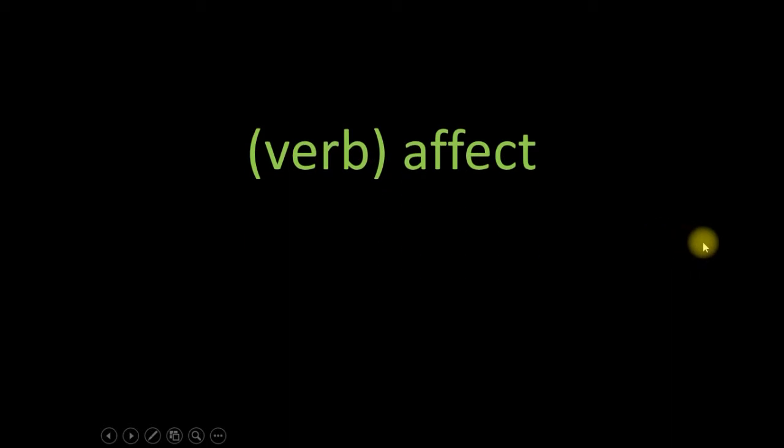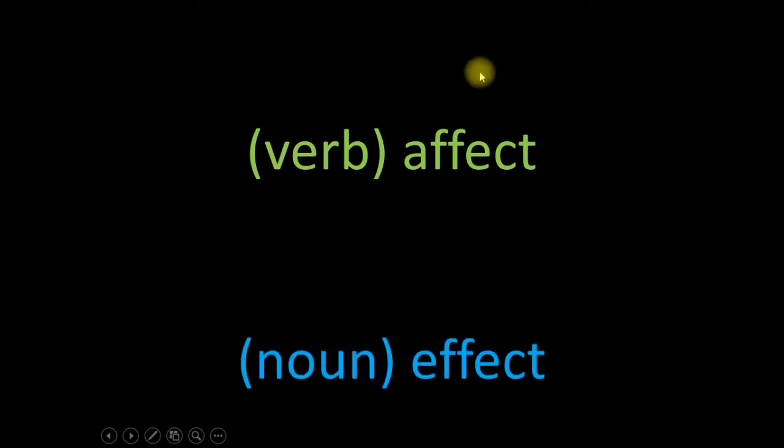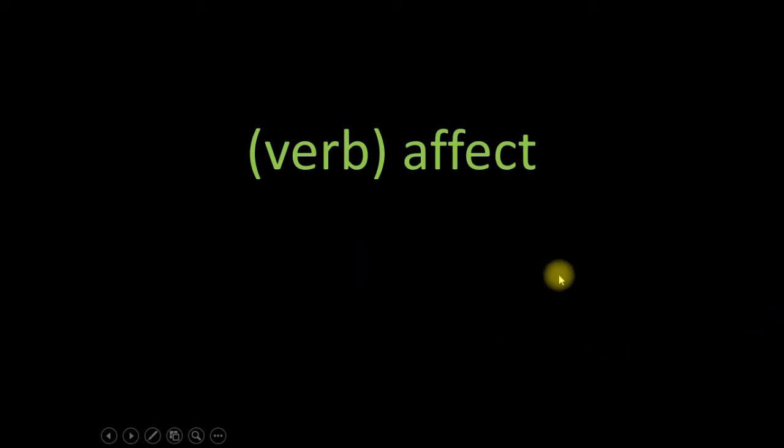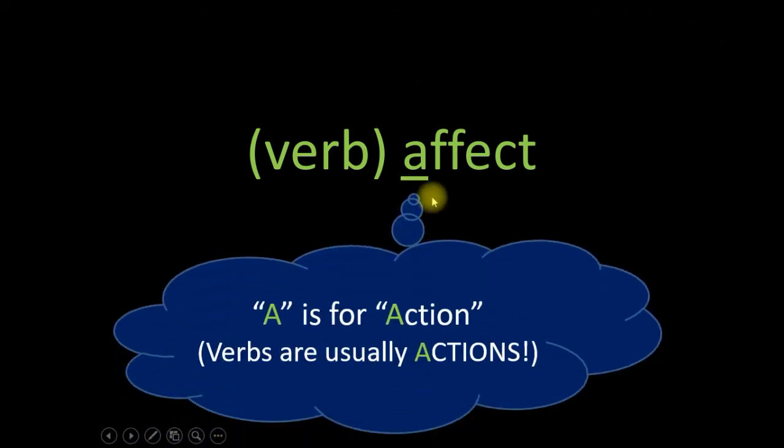First of all, the main thing to remember is that affect with an A is a verb, and effect with an E is a noun, which means we're going to use them differently in sentences because the grammar is different. To get started, let's look at affect, the verb which starts with an A. A way that you can remember this is that A is for action. A, action, affect. And verbs are usually actions, so that's how you can remember.